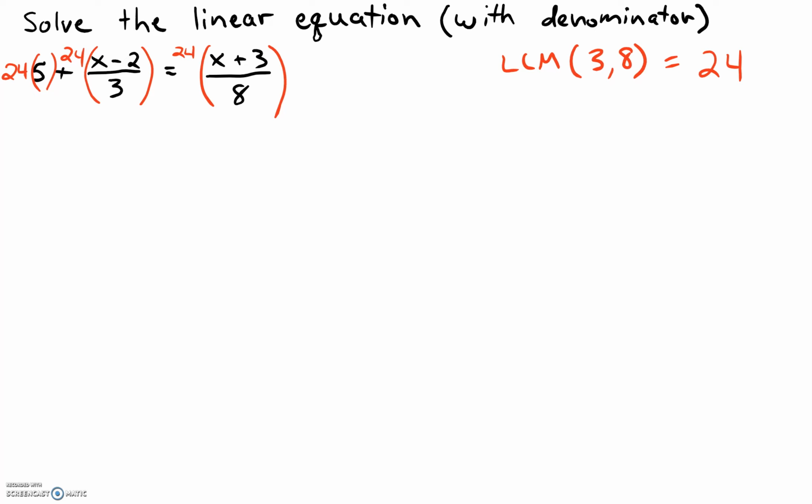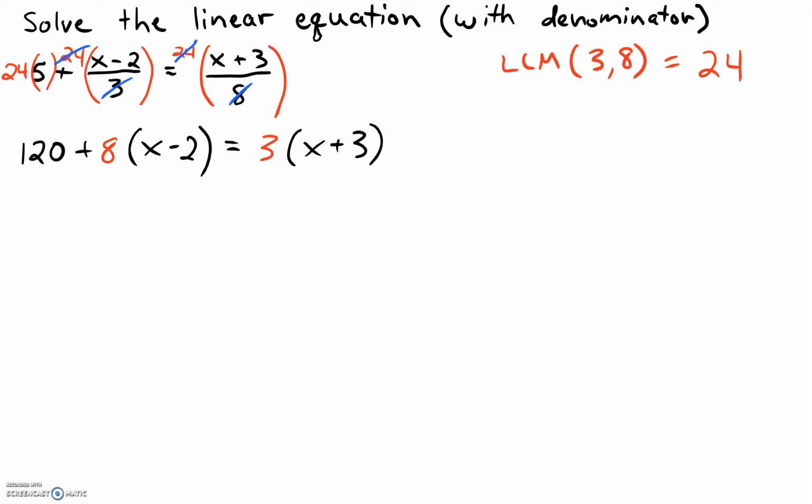So our first term, we just have 24 times 5. That's just going to give us 120. We didn't really have a denominator, so nothing cancels out. In our second term, we have 24 divided by 3, and 24 divided by 3 is going to give us 8. So we'll have 8 multiplied by (x minus 2). And in our third term, the one on the right-hand side of the equal sign, we have 24 divided by 8. So that's going to leave us with 3 multiplied by (x plus 3).